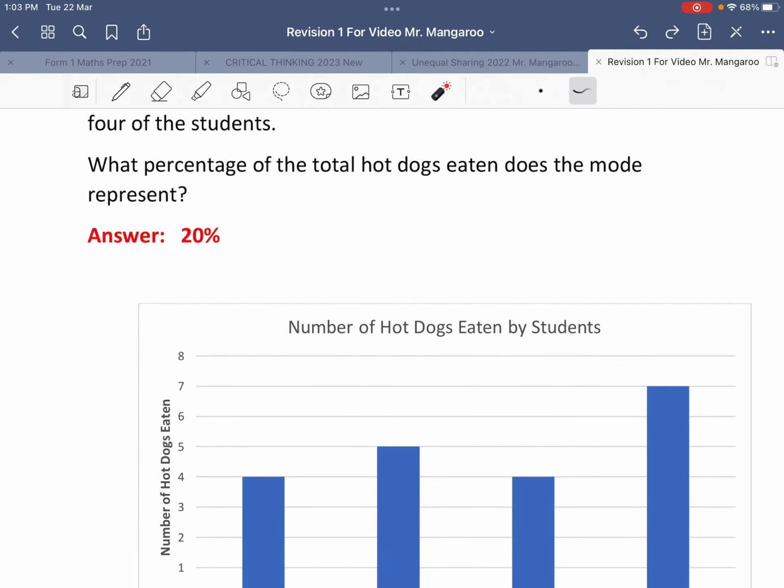And last, what is the modal means of transportation? So the most popular means of transportation is car.